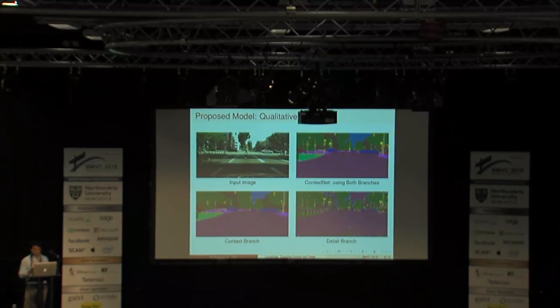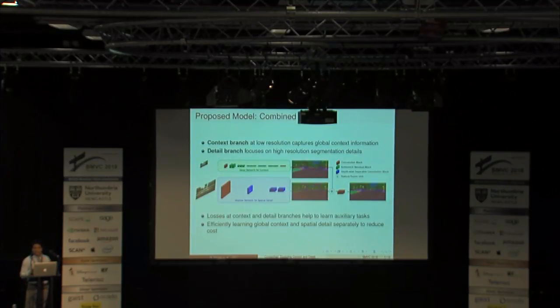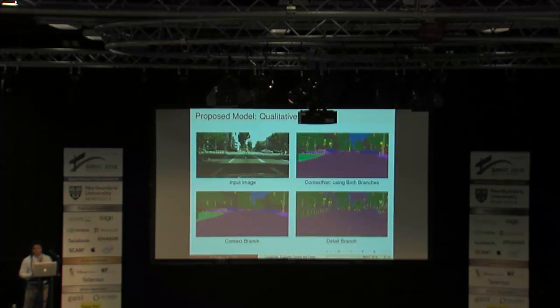To visualize these things, we have added 2 auxiliary losses, one in each of the 2 branches. And this is the visualization of our auxiliary loss. Here you can see in the context branch, the person is correctly classified. But if you see the leg, the boundary is not nice. But in the detail branch, the leg is nice, but the body parts are missing.